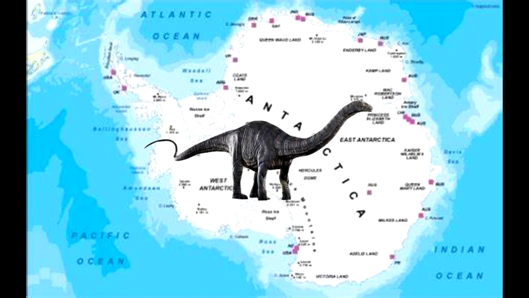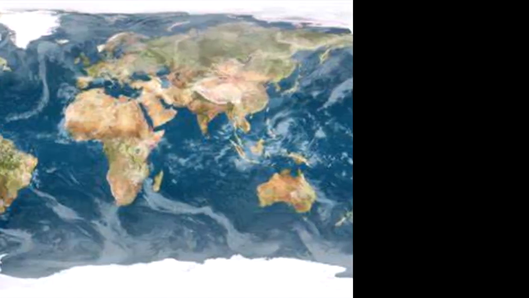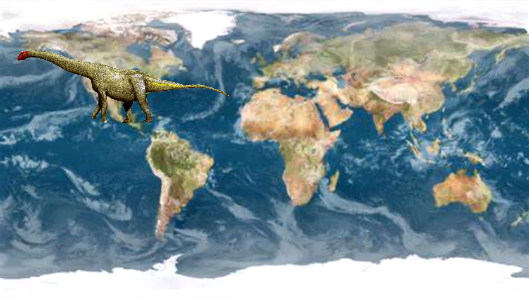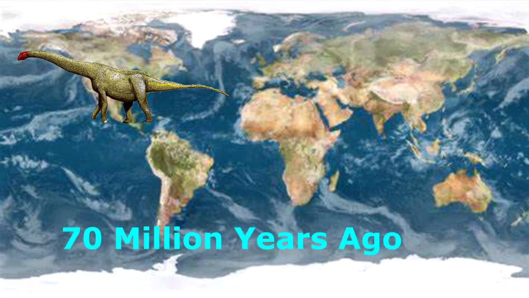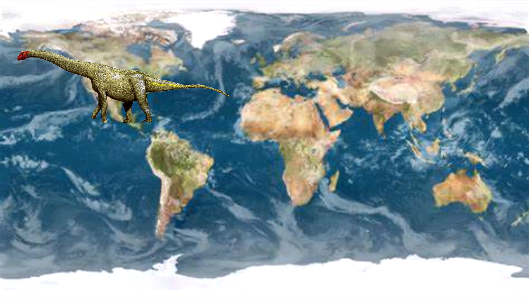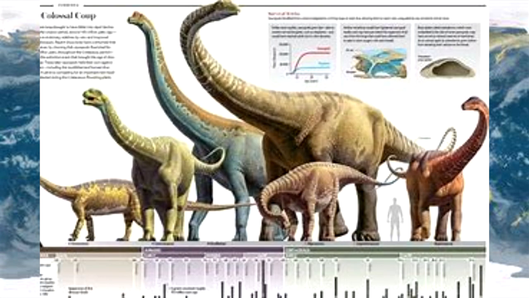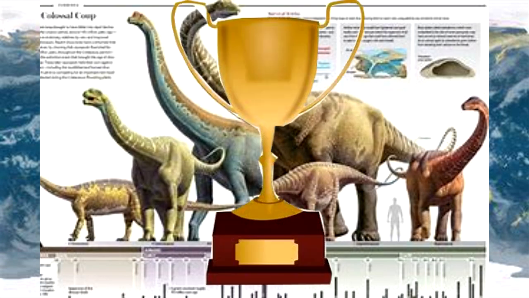There's even evidence of sauropods in Antarctica. The last sauropod was Allosaurus. It lived in North America around 70 million years ago and died around 66 million years ago during the late Cretaceous period. So, congratulations to the sauropod family for being the most invasive prehistoric animals on this list.